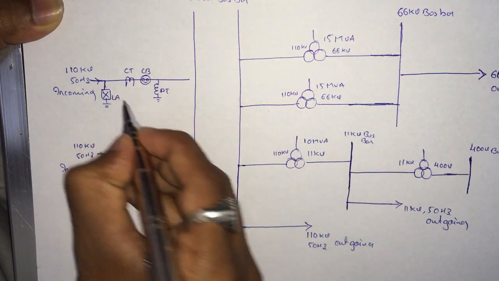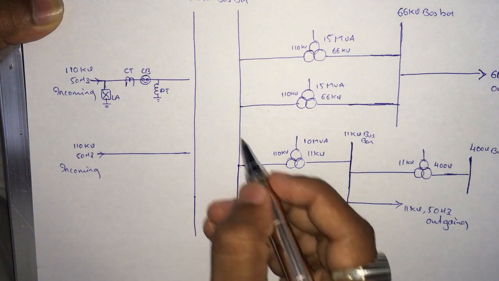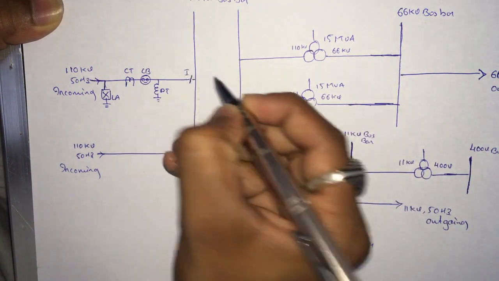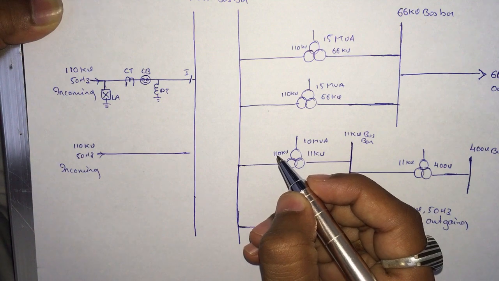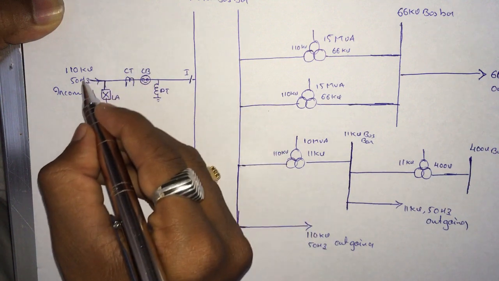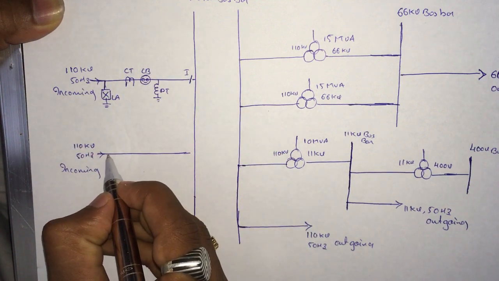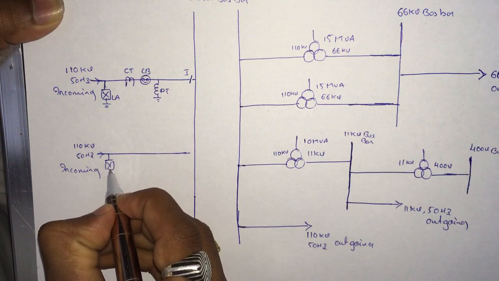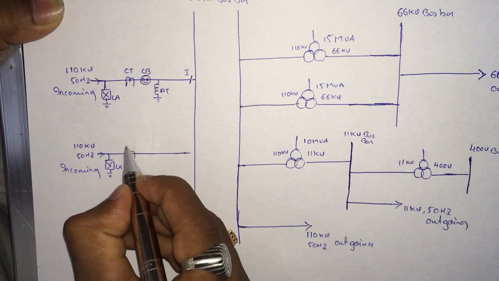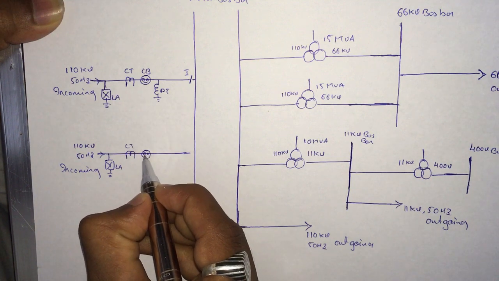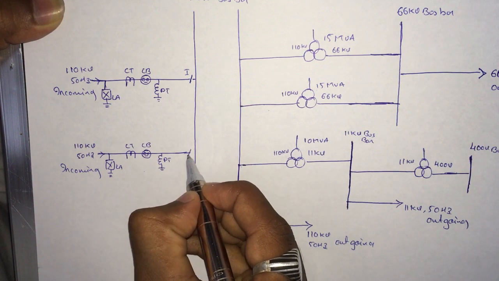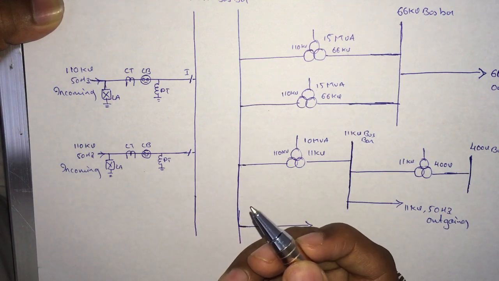Here it is LA, lightning arrestor. Okay, before the bus bar we'll be having the isolators I. Similar to the first incoming line, we'll be having the same components at the second incoming line. First one is lightning arrestor LA. Lightning arrestor is grounded, you can see. After that CT. After that circuit breaker CB. After that PT and isolator I.